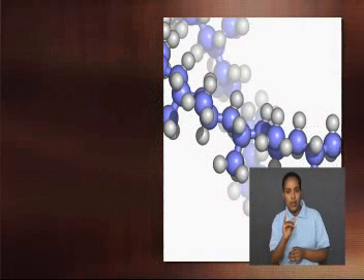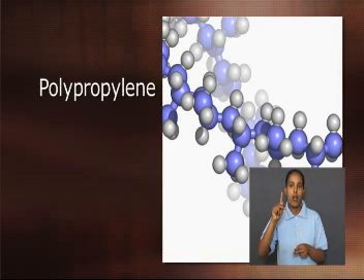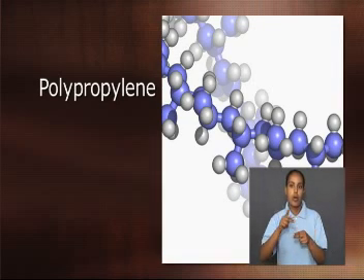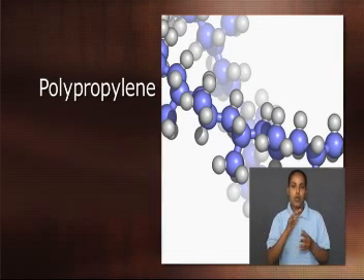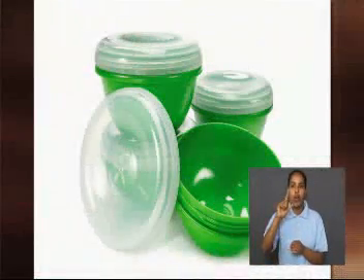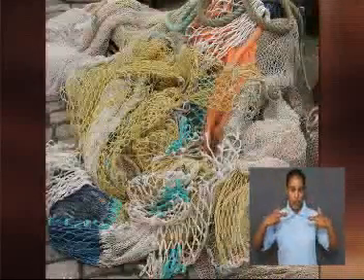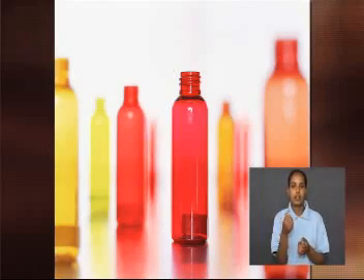A similar addition polymer to polyethylene is called polypropylene. Its monomer is called propylene or propene, and it is combined through addition polymerization to produce polypropylene. Polypropylene is even stronger and tougher than polyethylene. It is also just as versatile as polyethylene. It is used for making food containers, ropes, fishing nets, carpets, and bottles, among many other goods.